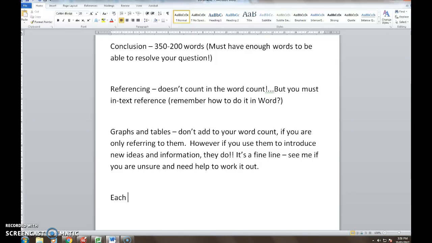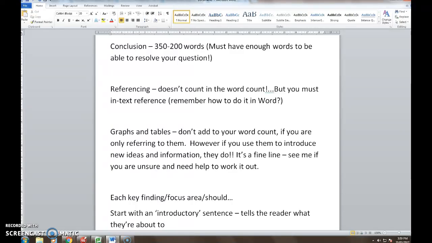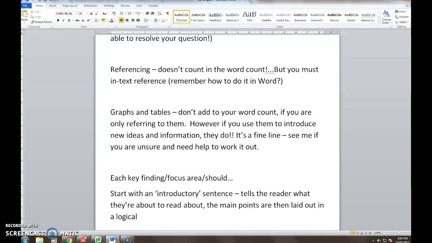Each key finding, or whatever you want to call it, your focus areas, should start with an introductory paragraph or an introductory sentence. This tells the reader what they're about to read about, obviously. The main points, or the guts of the paragraph, are then laid out in a logical order in paragraphs.